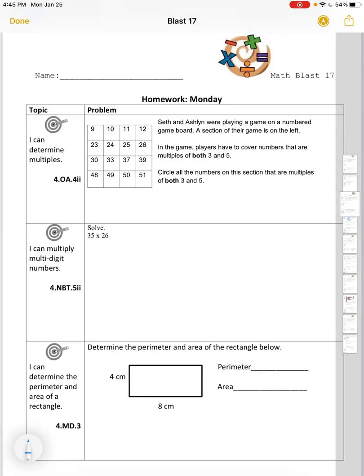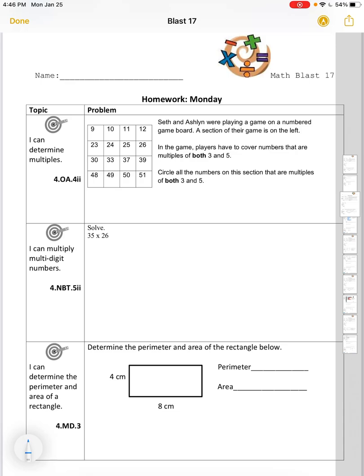Math Blast 17. I can determine multiples. Seth and Ashlyn were playing a game on a numbered game board. A section of their game is on the left. In the game, players have to cover numbers that are multiples of both 3 and 5. Circle all the numbers on this section that are multiples of both 3 and 5.